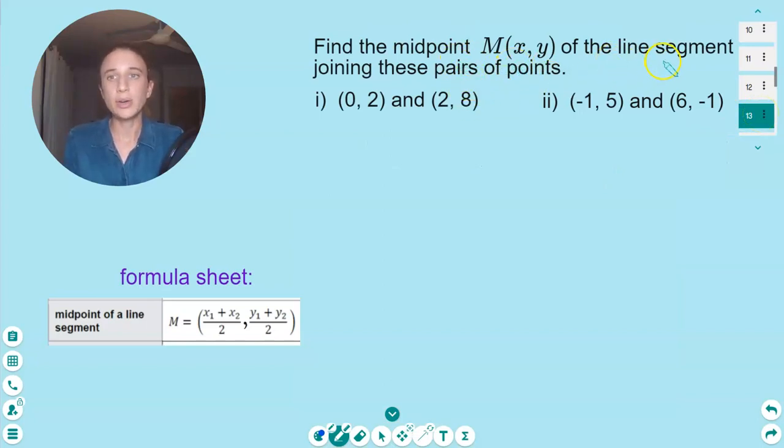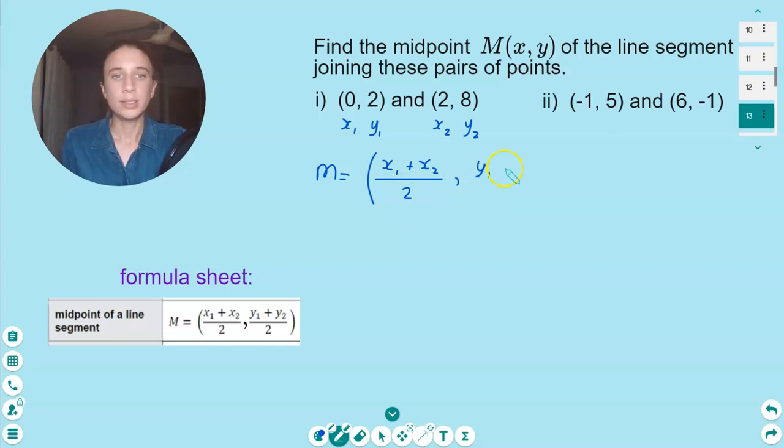Okay, so find the midpoint of the line segment joining these pairs of points. So 0, 2, and 2, 8. The first thing you want to do is go to your formula sheet because it should be given on the formula sheet, midpoint of a line segment. Then you are just going to label the points, x1, y1, x2, y2. All right, so let's write our formula. M equals x1 plus x2 divided by 2, y1 plus y2 divided by 2.